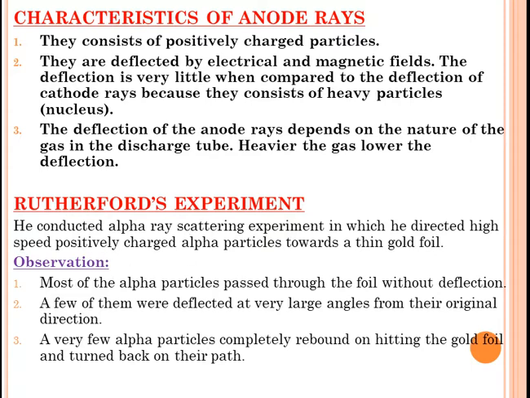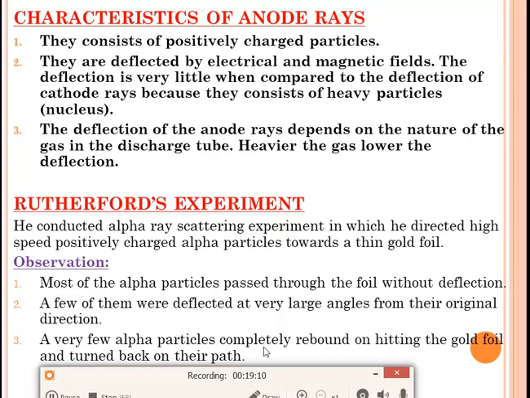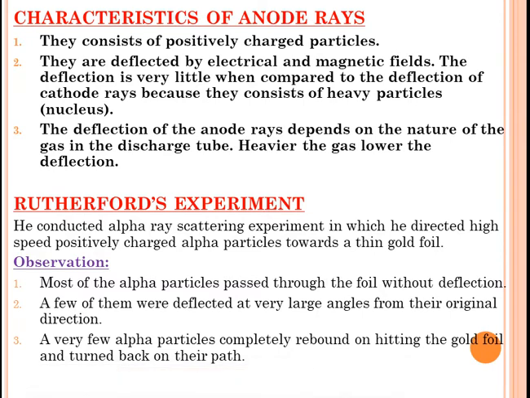He conducted the alpha ray scattering experiment in which he directed high speed positively charged alpha particles towards a thin gold foil. What he did, he used alpha rays. Alpha rays are very fast moving rays. They have very high speed. And he used a thin gold foil also for his experiment. Now we'll look at the observations.